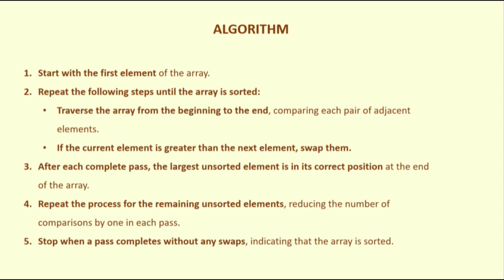Step 3, after completing a full pass through the list, the largest unsorted element will have moved to its correct position at the end. Step 4, we then repeat the same process for the remaining unsorted elements. With each pass, we reduce the number of comparisons because the elements at the end are already in place. Step 5, finally, we stop when we complete a pass without making any swaps. That means the list is now completely sorted.